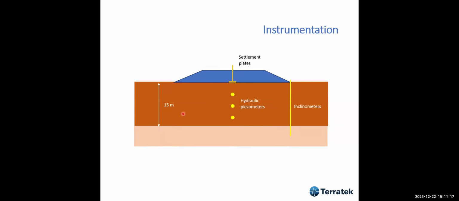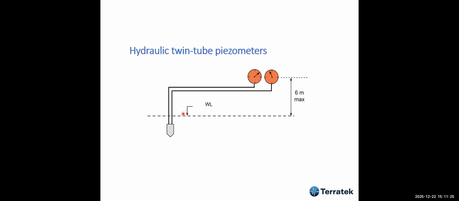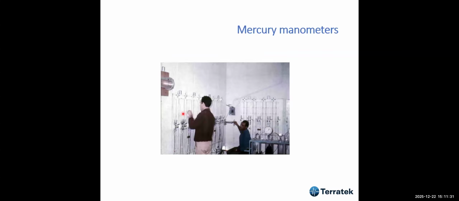The instrumentation consists of hydraulic piezometers, inclinometers, settlement plates, lots of settlement plates, lots of hydraulic piezometers. We used twin tube hydraulic piezometers, which was a development I did at the Road Research Institute. And we also used mercury manometers. This was technology which we don't use anymore. But in those days, there were several dams which used this kind of technology, which I designed.